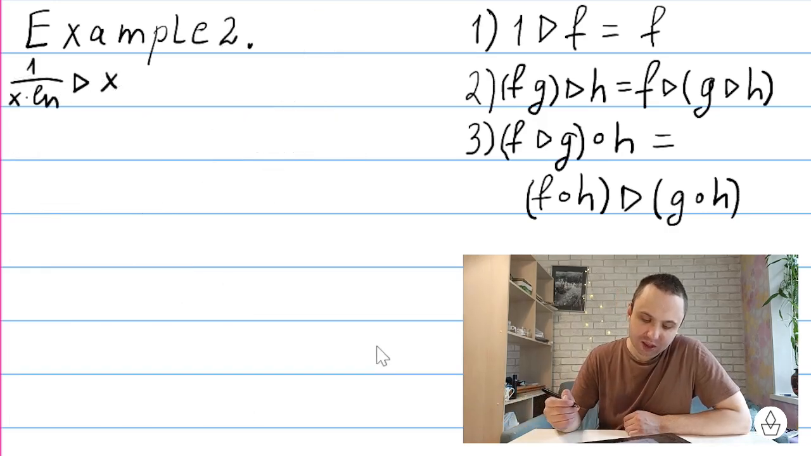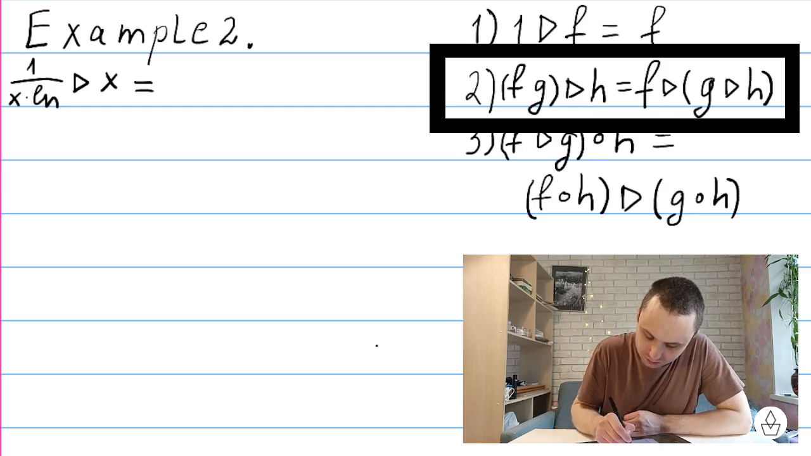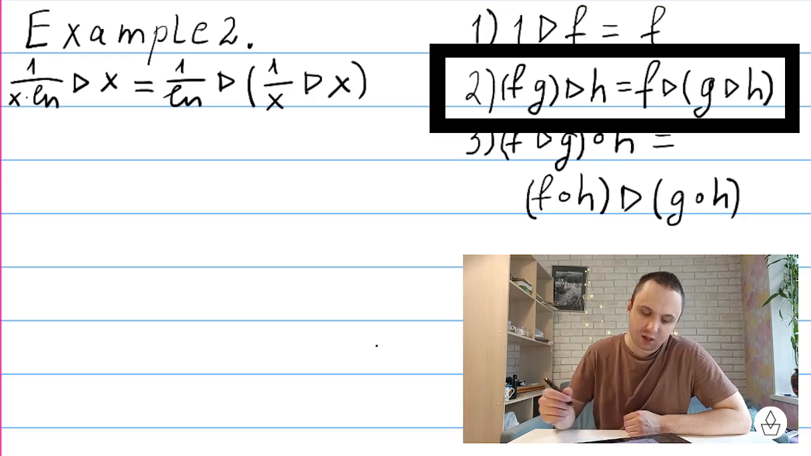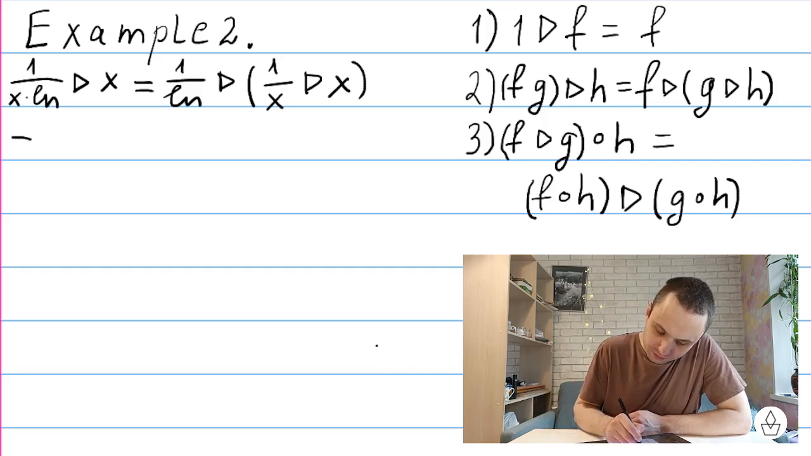Example 2. Let's integrate 1 over x times logarithm. By associativity, we move 1 over x to the right through the integral. 1 over logarithm, integral 1 over x, integral x. In the previous example, we found out that the right side is just the logarithm. 1 over logarithm, integral logarithm.